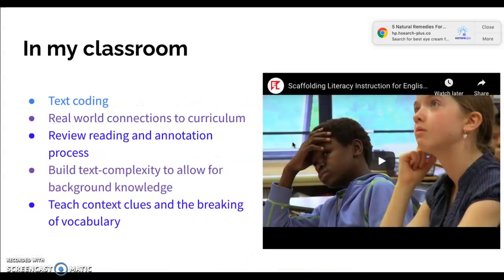In my classroom, that looks like real-world connections to curriculum, reviewing and reading the annotation process, working with vocabulary for text coding, context clues, and the breaking down of vocabulary. And all of this allows the text complexity to go up because now the student's background knowledge is going up. They become more engaged in the text.